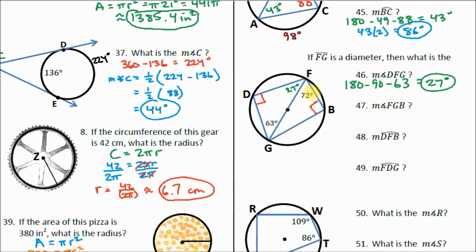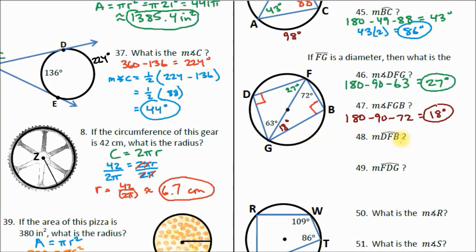What is the measure of angle FGB? Same strategy. I'm going to take 180. I'm going to subtract our known angle of 90 and our known angle of 72. And that's going to be 18 degrees. That's 18 degrees. Notice I'm labeling as I go.